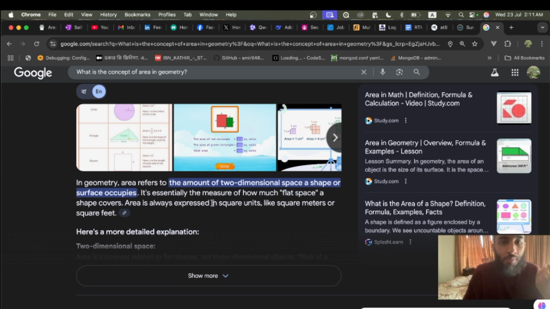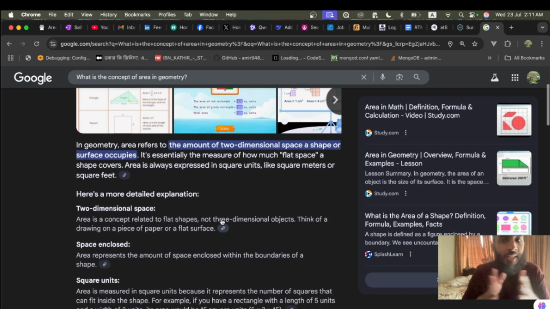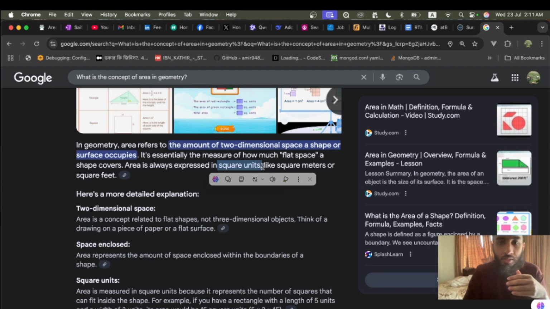So it's essentially the measure of how much flat space a shape covers. Area is always expressed in square units like square meters or square feet, etc. So this is the very basic overview of the concept of area in geometry.